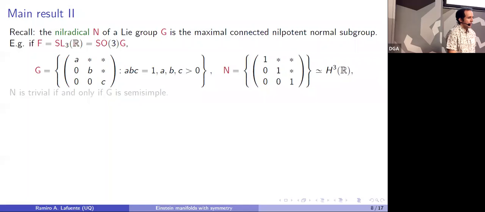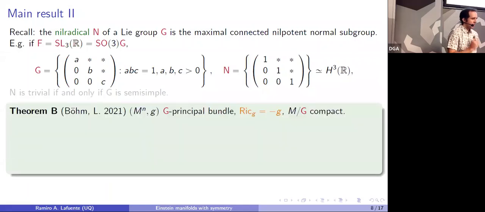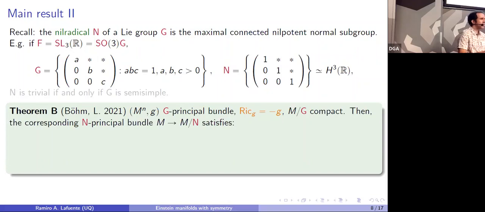All right. So let me tell you what's the main result in the context of principal bundles. Let M be a G principal bundle, meaning the action of G is by isometries and the quotient is compact. Then, if it's Einstein, look at the corresponding principal bundle for the nil radical action. G acts on M, but N is a subgroup of G. Therefore, N also acts freely. Therefore, you also have a principal bundle for the N action. Now the result is about some properties of this smaller, less interesting principal bundle.